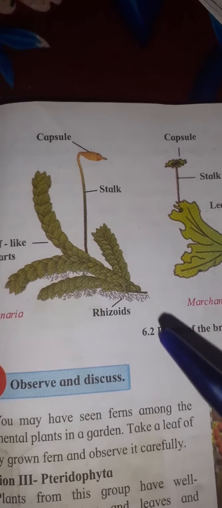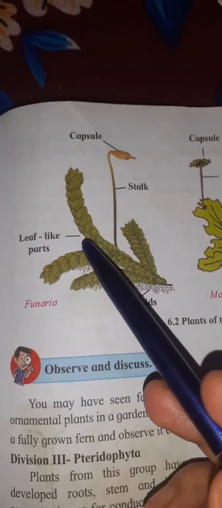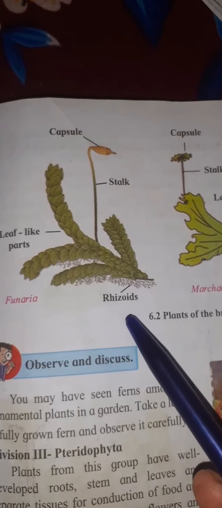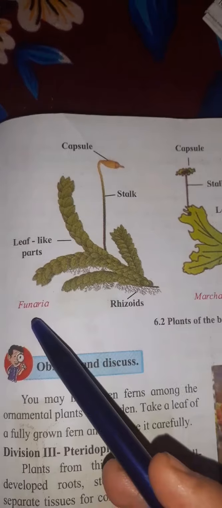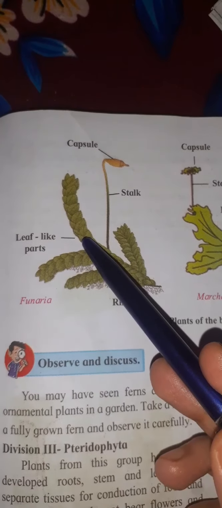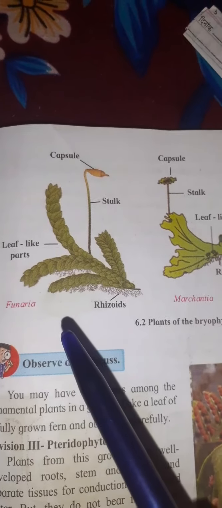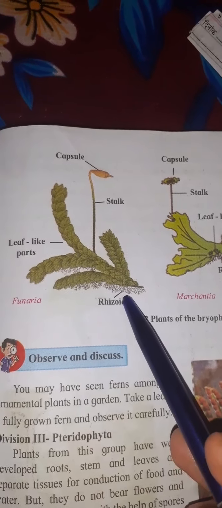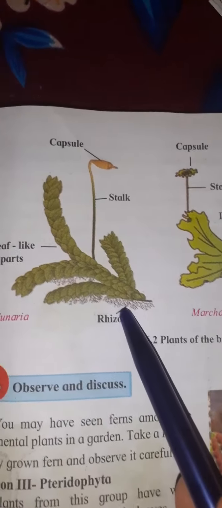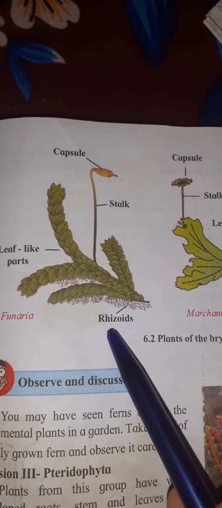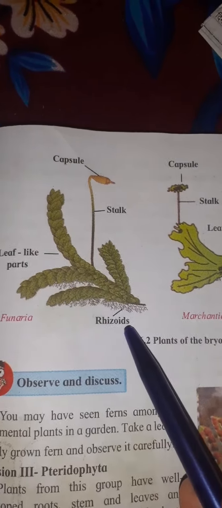Here in this picture, I'll show you. Here, they have leaves. This is an example of a Bryophyta plant. It is called Funaria. They have leaf-like structure, but it is not a proper leaf. Small, reduced structure. They have roots, which are very small, thread-like structures. They are called rhizoids.